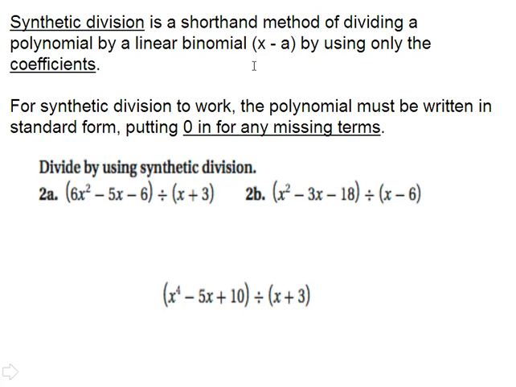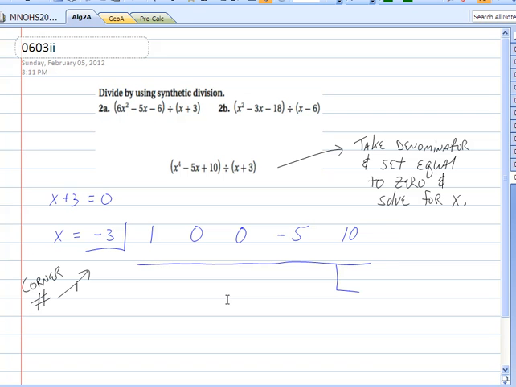So we want to have something that looks like this, some x minus a. And the nice thing about this is we can just do this using the coefficients, and we can get rid of the variables and clean it up a little bit to get our answer. For synthetic division to work, as I talked about last time, the polynomial must be written in standard form, and we have to put 0 in place for any missing terms. So I'm going to take a look at one of the problems here, this one on the bottom, and I'm going to divide these polynomials using synthetic division.